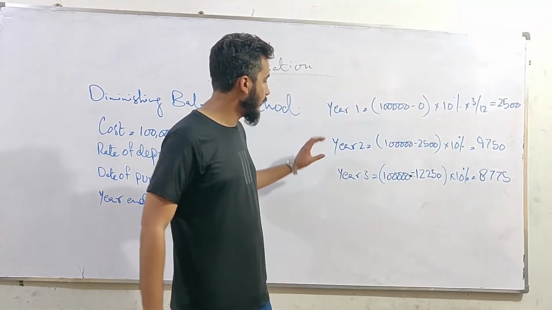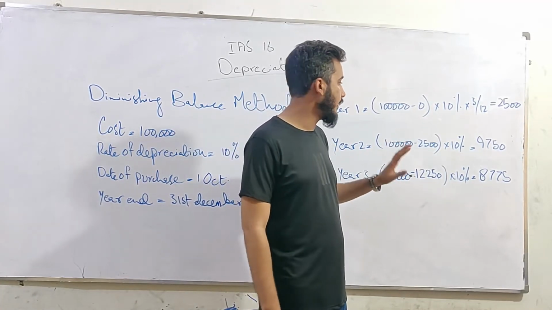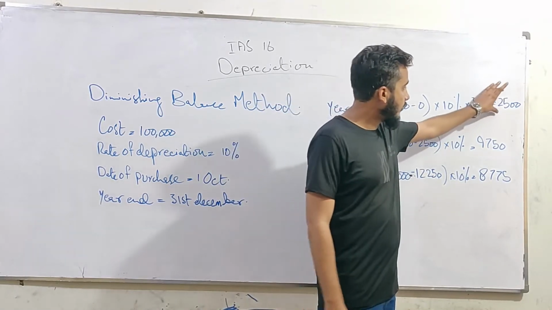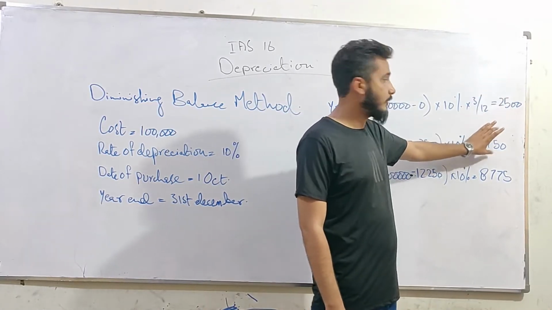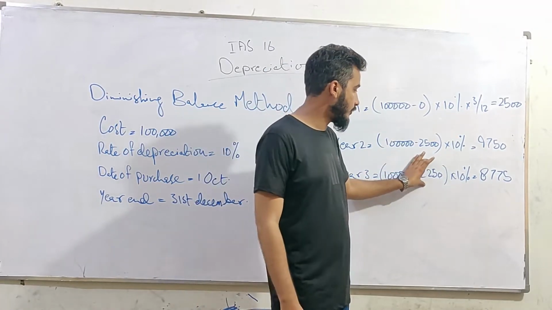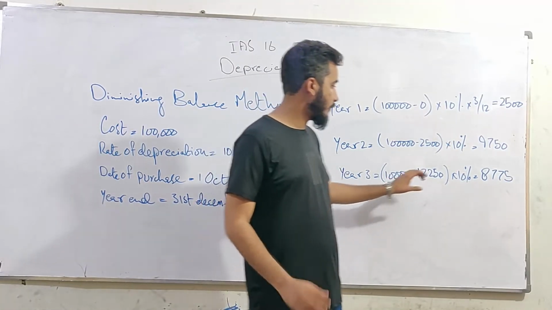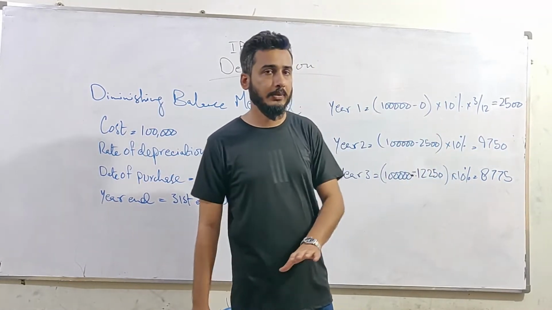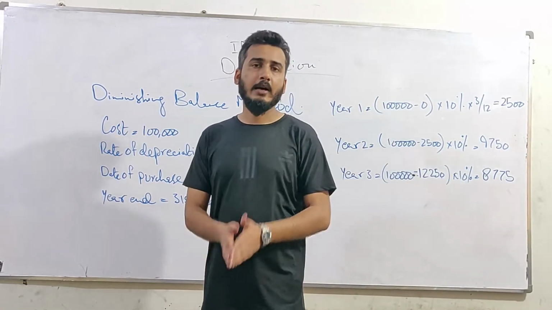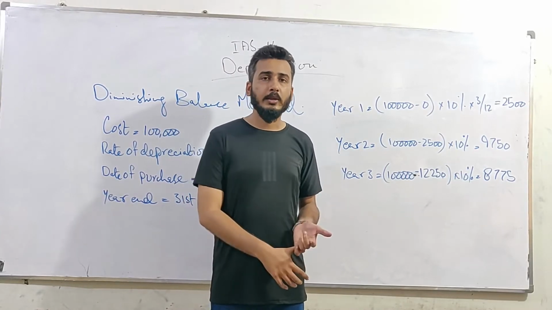9,750. Then in year 3, we have cost 100,000 same and accumulated total depreciation of year 1, 2,500, year 2, 9,750. So we have a total depreciation of 12,250. By deducting it, we will get the book value, and multiplying it by 10%, we shall get the depreciation of year 3, which is 8,775. So this was all about the diminishing balance method.